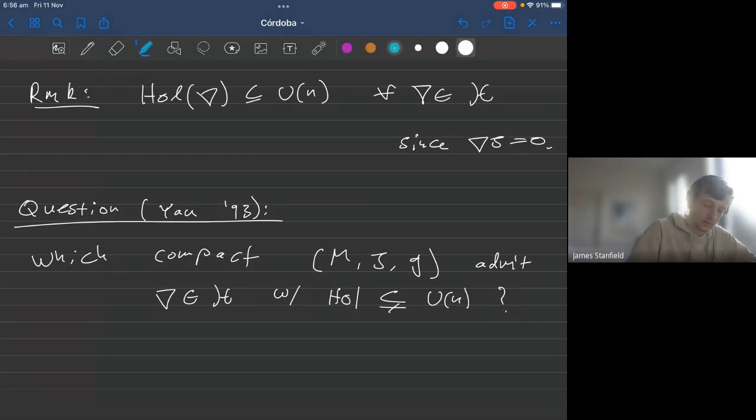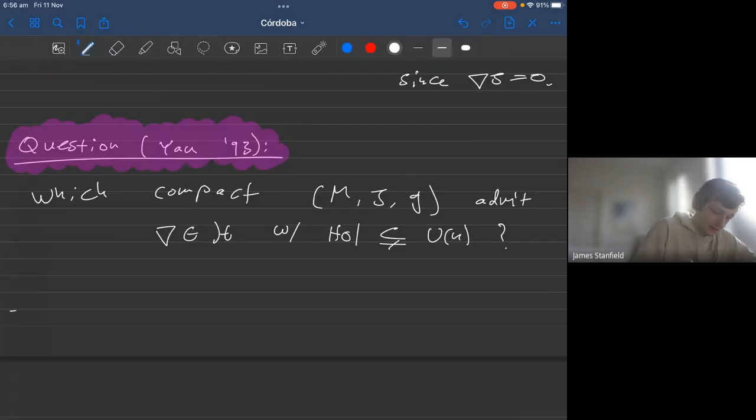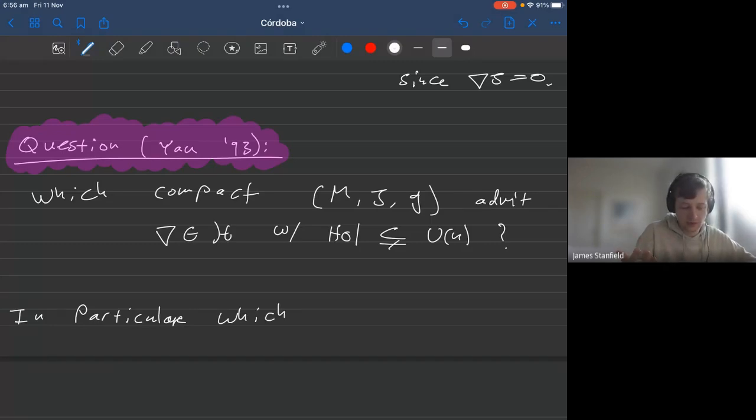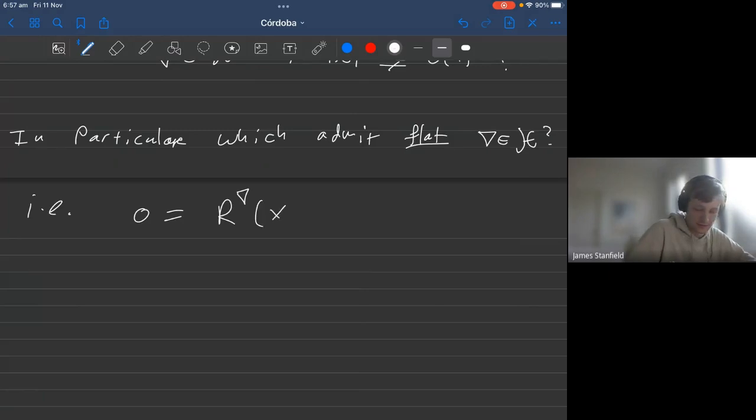And then I guess you can go a bit further, right? So in particular, which Hermitian manifolds admit Hermitian metrics whose holonomy is discrete, right? So flat Hermitian metrics. Okay. So what I mean by flat, remember, is that we have the curvature of the metric being 0, right? So this is defined in the usual way.